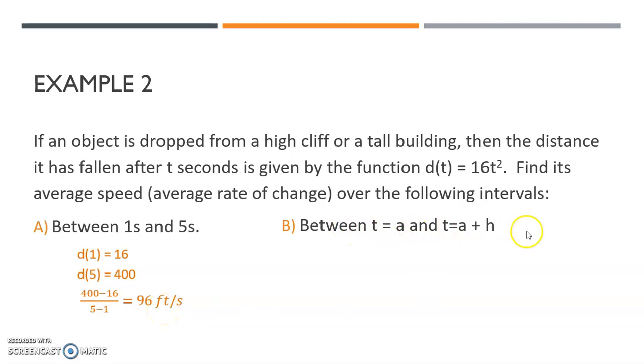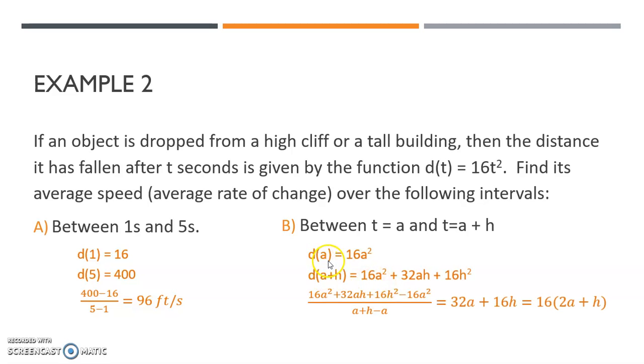So now for part B, it's going to be the same process, but this time we're working with variables. Instead of having a 1, we're going to have an a. Instead of having 5, we're going to have an a plus h. So pause the video, try and do that, and then hit play to see my answer.